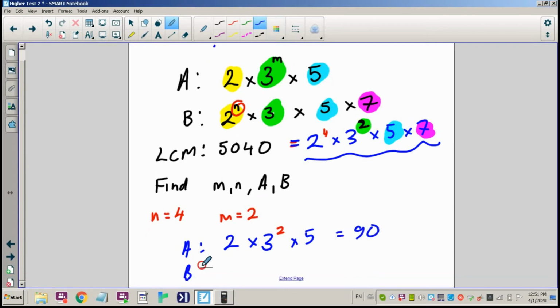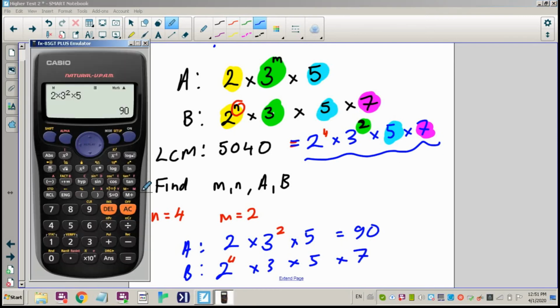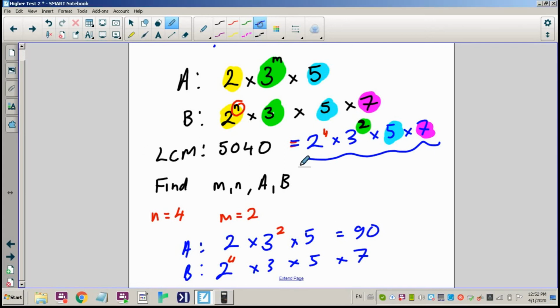And then b, similar sort of thing. I'm going to do 2 to the power of 4 times 3 times 5 times 7. It's going to be a lot bigger number, isn't it? Type all that in. To the power of 2 has its own button. To the power of 3 has as well. To the power of 4 or higher, you press this button with the square. Times 3 times 5 times 7 equals 1,680.